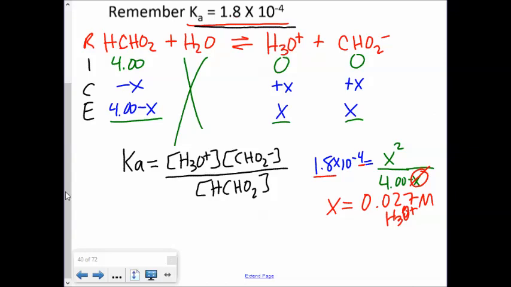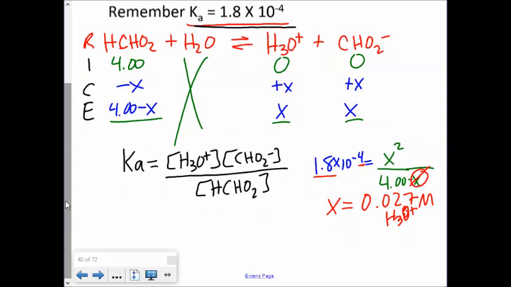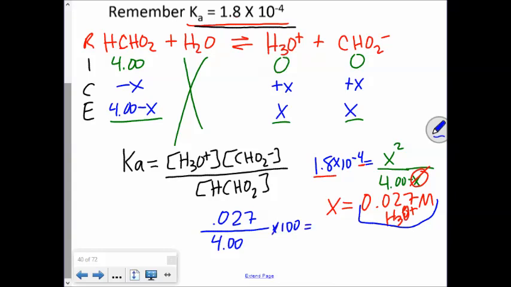Now that we have that, it wants the percent ionization. So the percent ionization is going to be the percent of the ion over the original concentration times 100, so 0.027 over the 4 times 100. What does that end up being? 0.68, okay, yes, 68%. Like that's where I said here we would go with our 2 sig figs.